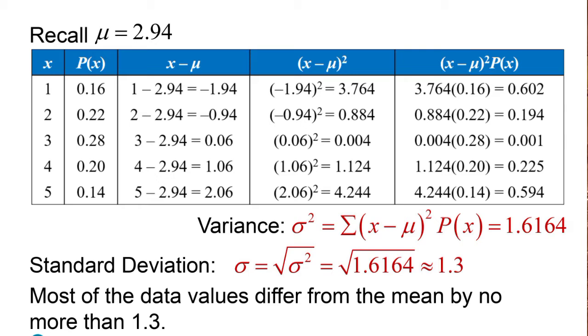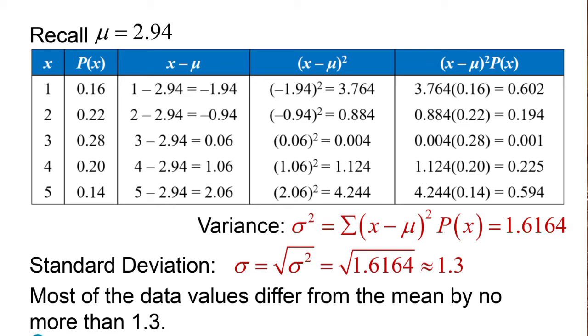In the last column, you multiply the values found in the fourth column by its corresponding probability. So 3.764 times 0.16 equals 0.602. 0.884 times 0.22 equals 0.194. 0.044 times 0.28 equals 0.001. 1.124 times 0.20 equals 0.225. And 4.224 times 0.14 equals 0.594.